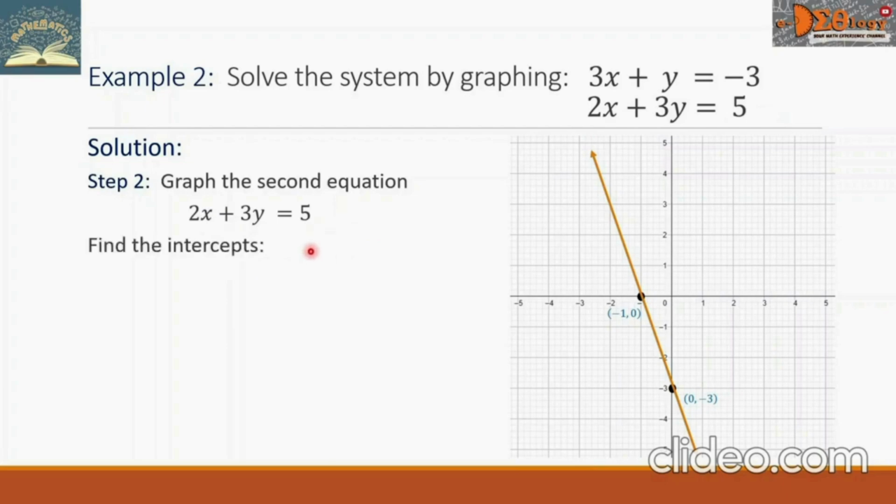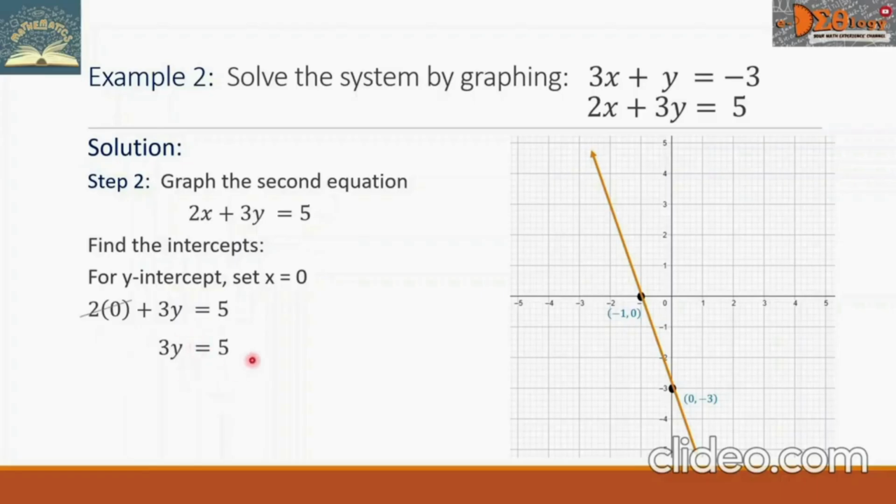Let's find the intercepts. Let's begin with the y-intercept. We set x equals 0. This equation becomes 2 times 0 plus 3y equals 5. 2 times 0 is 0, so we have 3y equals 5. Then we solve for y. We have y equals 5 over 3. So the first point is 0, 5 over 3.